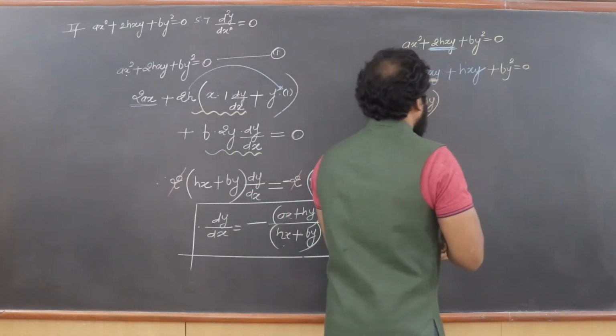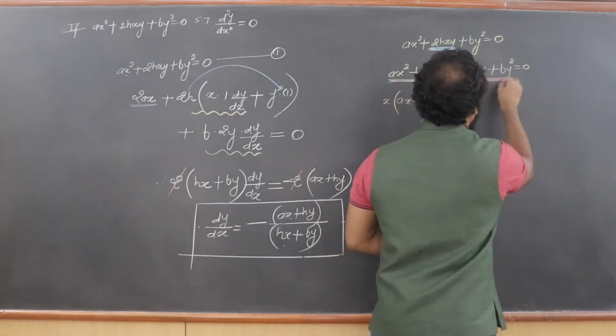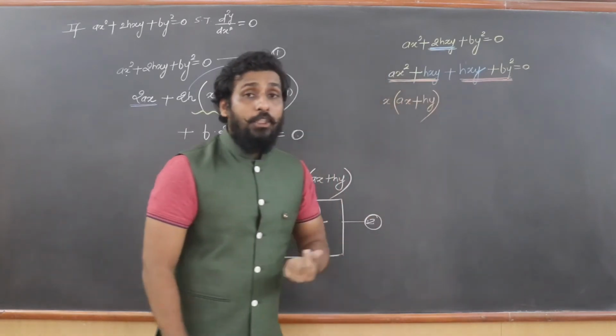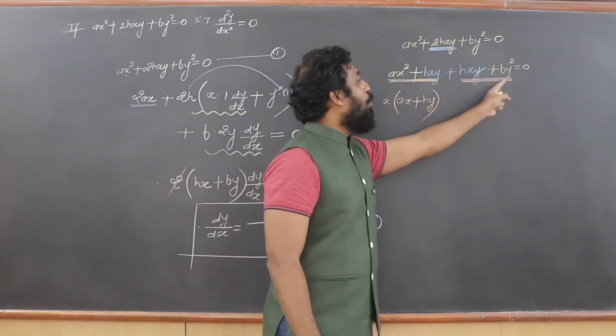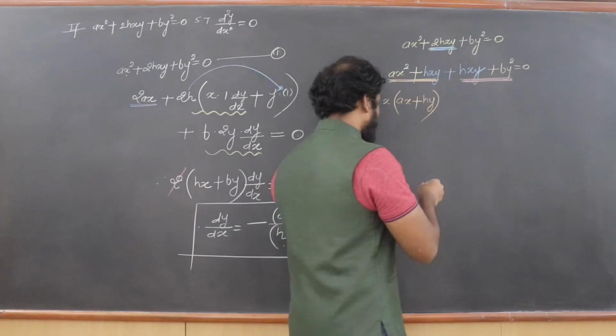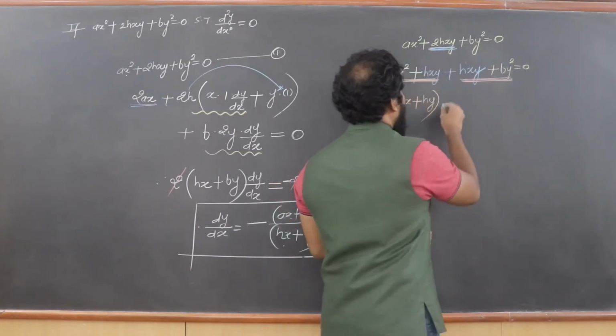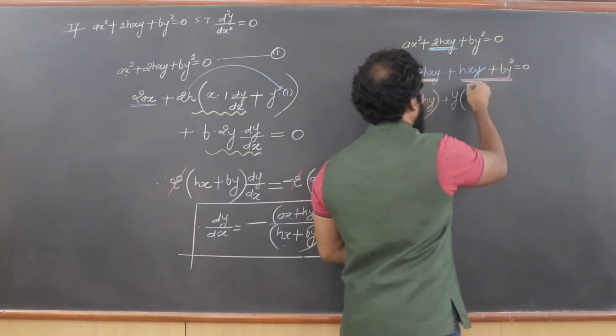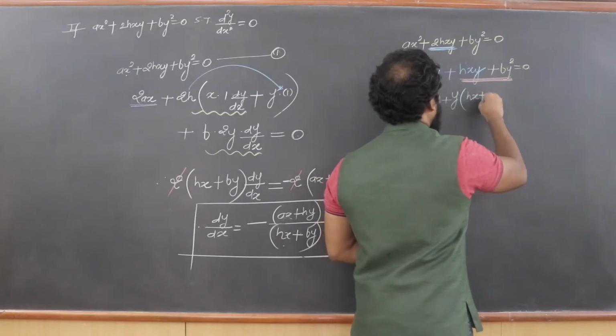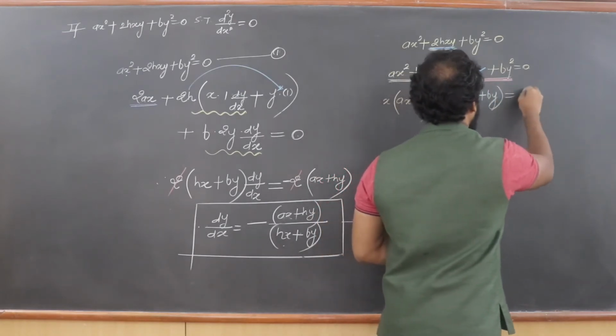Look at the next two terms of the entire statement. Do you see that a y is common this time? From these two terms there is a y common. So I'm going to take out the y common from the next two terms, and I'm left with hx plus by equal to 0.